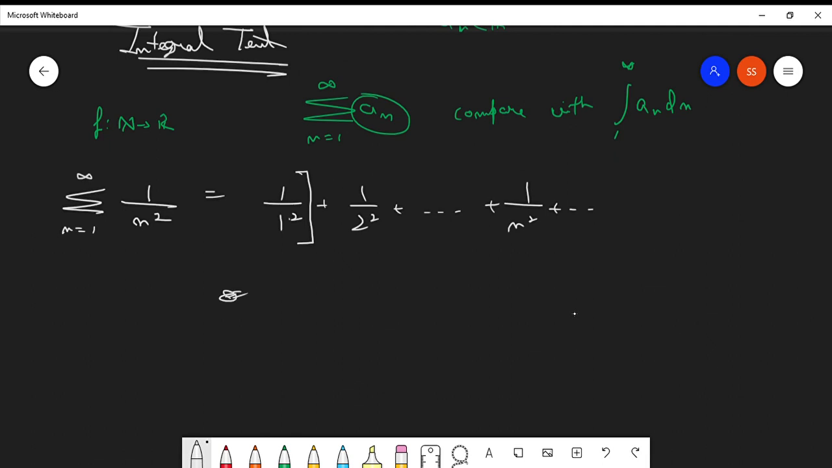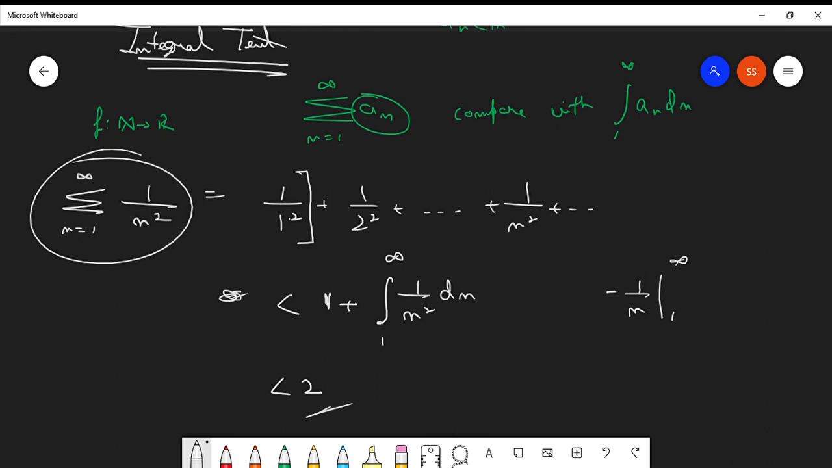So the equality changes to an inequality, which is less than. This gives you 1 plus the integration from 1 to infinity of 1 over n square dn, right? This particular integration we can do here: minus 1 over n from 1 to infinity. Infinity makes it 0, and minus and minus makes plus, so it becomes 1. So it is less than 2. That means this is bounded above. Bounded above means it is convergent. Okay, it is convergent. Clear?